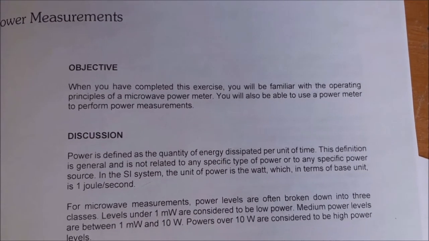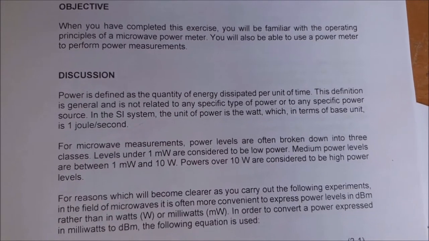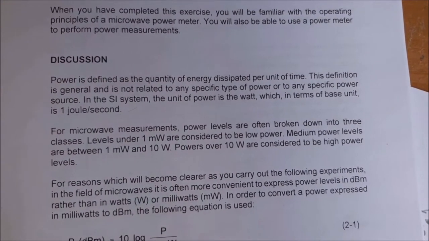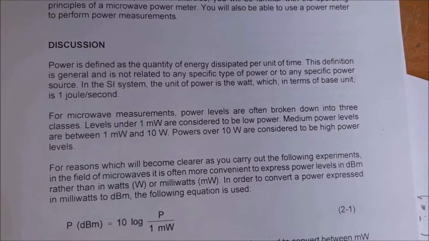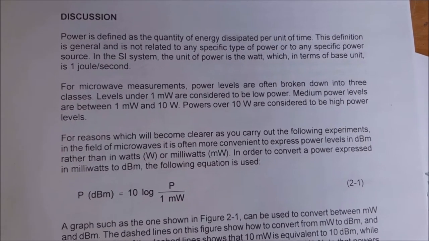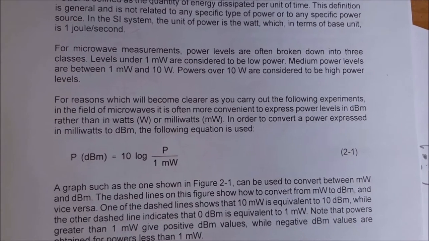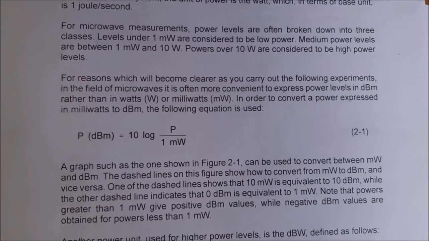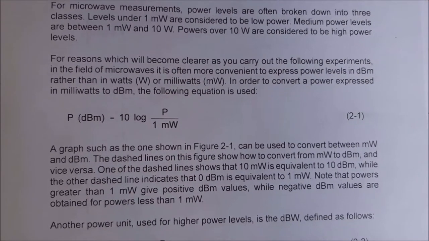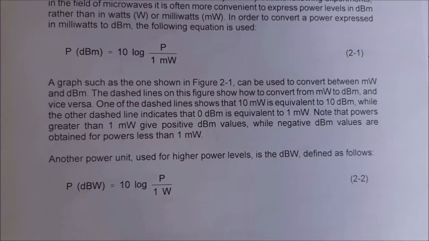Power is the energy dissipated per unit of time. Using this power meter, we can measure low to medium power levels ranging between 10 microwatts and 10 milliwatts. Power is usually measured in dB, where dBm is the dB for milliwatt and dBw is dB for watts.